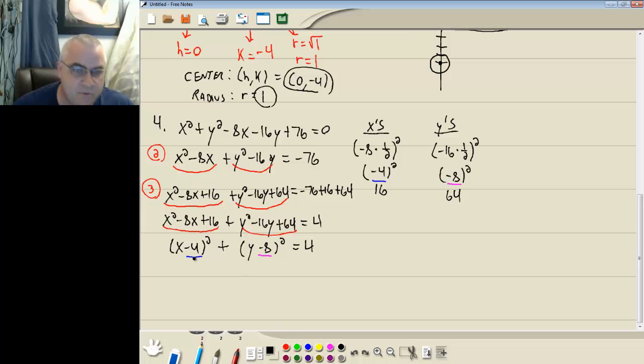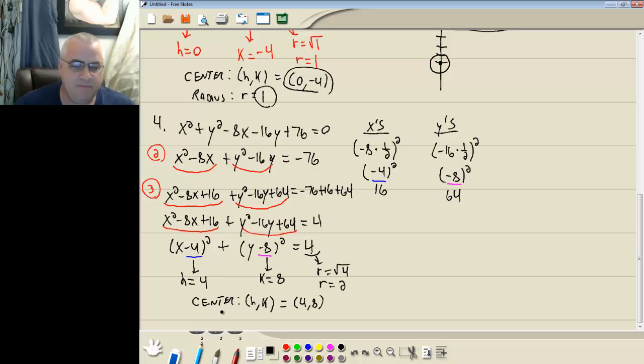Now it's in standard form, which is what we're trying to achieve. Let's identify our h and k. This is going to be our h. Remember, it's opposite signs. This is negative 4, so h will be 4. Now this will be k, also opposite signs. That's negative 8, so k will be 8. And this is going to be our r, and we take the square root of whatever number's there. The square root of 4 gives us 2. Our center is h, k, which is 4, 8, and our radius is r, which is 2.